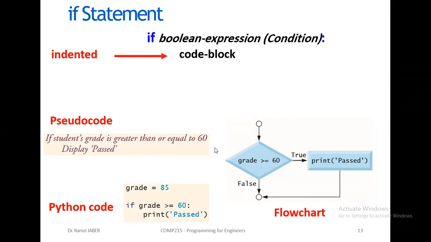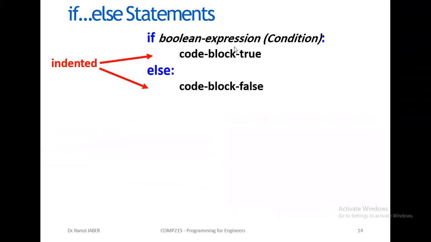The same for if else. If condition or expression, colon, enter, tab, write the body of the if, the statements of code. Else, colon. Here we have the colon on else, different from C and Java. Here in Python, in if else, we put a colon after if and a colon after else. Also enter tab and write the code of the false body.